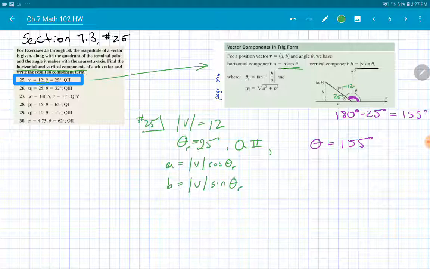So the component would be between the two brackets like that. The A is 12 cosine 25 degrees, and the B is 12 sine 25 degrees. And noting that it's in quadrant 2 tells me the x will be negative, so that would be negative there. That's the exact value.